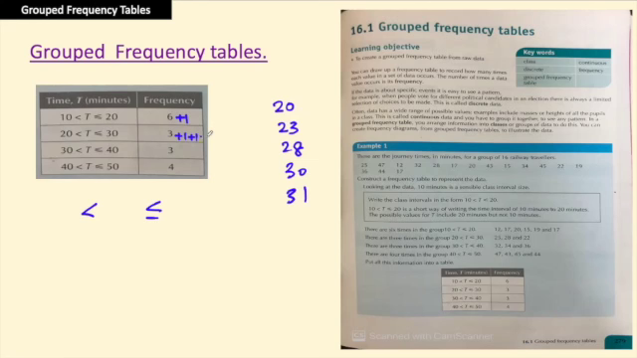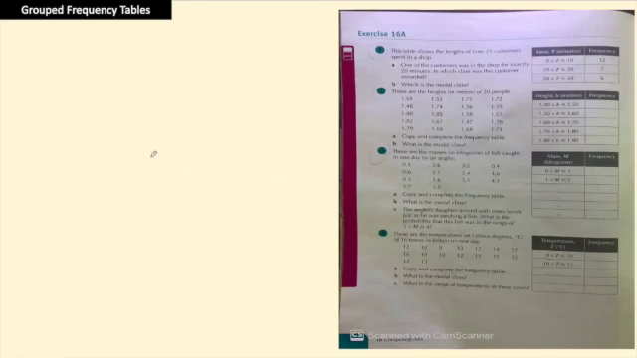30 is also added in the second group because with 30 we have equal to in the second group, and we don't have equal to with 30 in the third group. And 31 is between 30 and 40. So this is how we can distribute the data according to the interval based on the equal sign. Now let us see the questions related to this lesson.